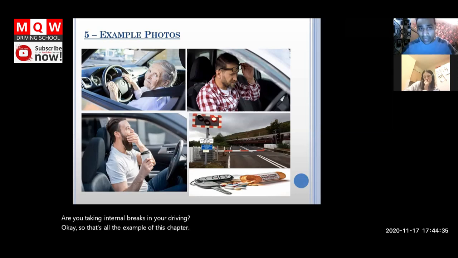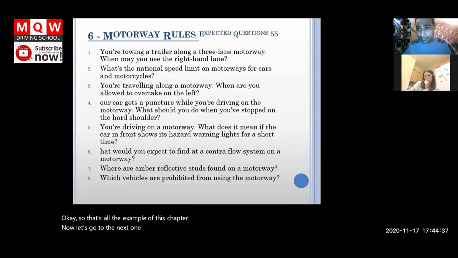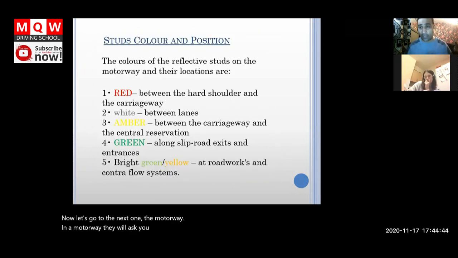Now, let's go to the next one, the motorway. On the motorway, they will ask you these kinds of questions. So let's say, number one, how many studs can you see on the motorway lanes? Then they will ask you the color, which color you see. So they are more like a traffic light, red, amber, and green. Then they will ask where you find them.